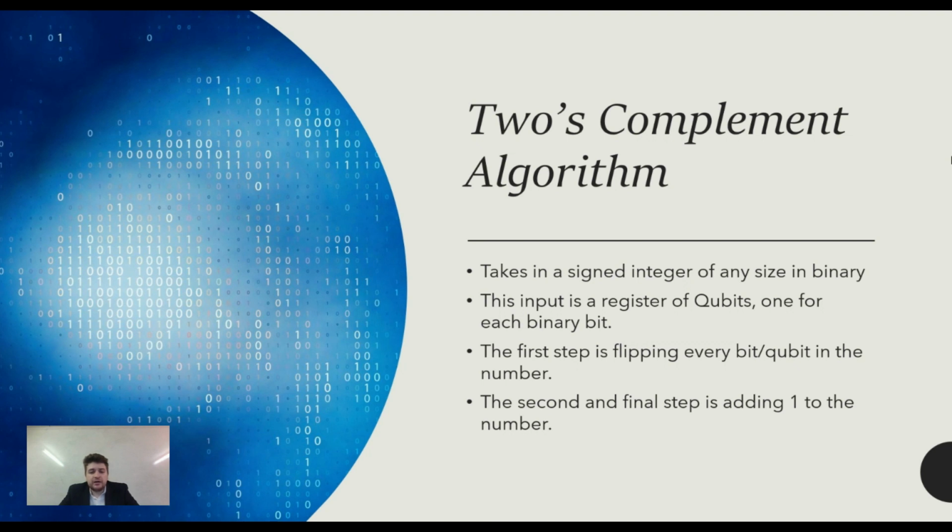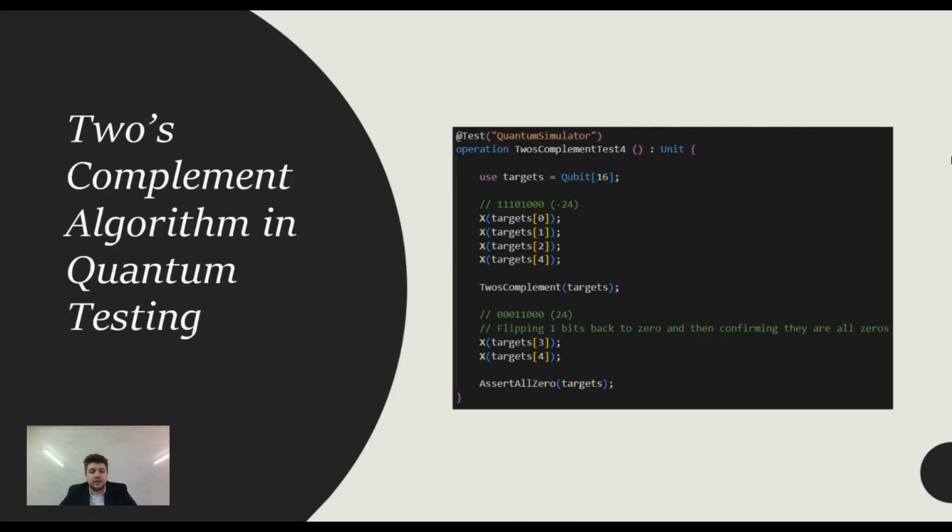The flipping of every bit in the case of qubits is very easy, as there is a quantum transformation that does that, the X or not transformation. However, there is no easy way to do the addition of 1 to the number in quantum with qubits. So that's the main challenge I have for this.